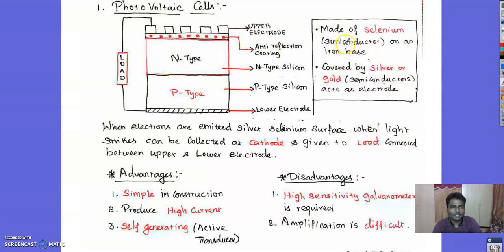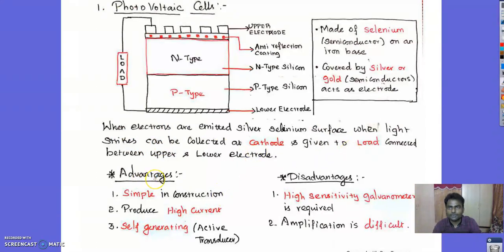Coming to the construction, it is made of selenium. That is, the P type and N type semiconductors are made of selenium with an iron base, covered with silver or gold, which acts as an electrode. The upper and lower electrodes are made of either silver or gold. So this is the operation. When light strikes the silver selenium surface, electrons are emitted and collected at the cathode, and they are given back to the load.